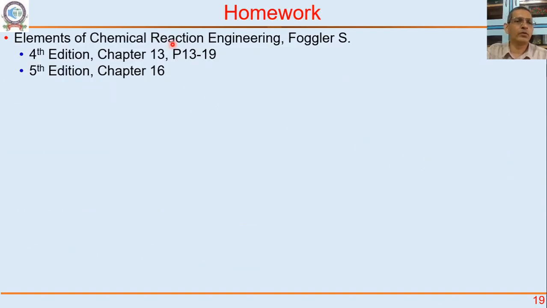Just to give you some homework, we are on chapter 13 of the 4th edition. You can solve problem P13-19, or if you are following the 5th edition, it's in chapter 16. We'll stop the lecture here. This is what we are going to do: one, series of well mixed tanks; two, plug flow with dispersion, the dispersed plug flow model; or three, compartment models. We'll see how we can represent our actual reactor using any of these three. This is what we are going to do in our subsequent lectures.